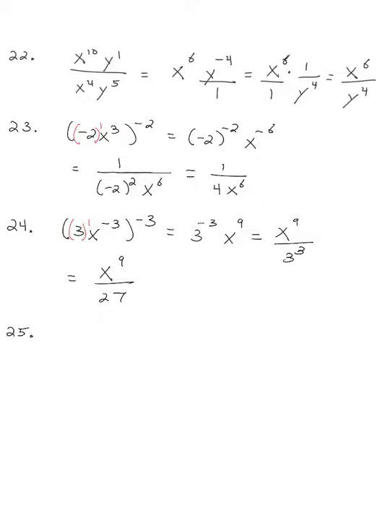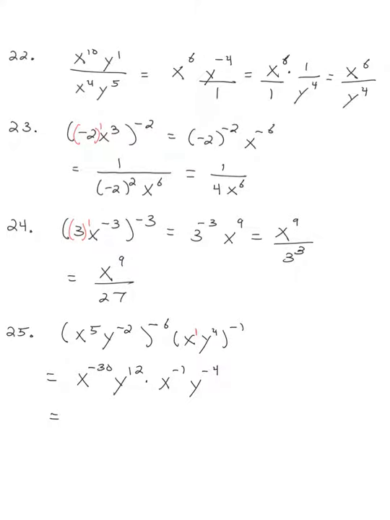For 25, I have x to the 5th, y to the negative 2 to the negative 6th power times x, y to the 4th, all to the negative 1st. Place a 1 here, and directly multiply these exponents. We get x to the negative 30th, y to the positive 12th, then we have x to the negative 1, y to the negative 4th.